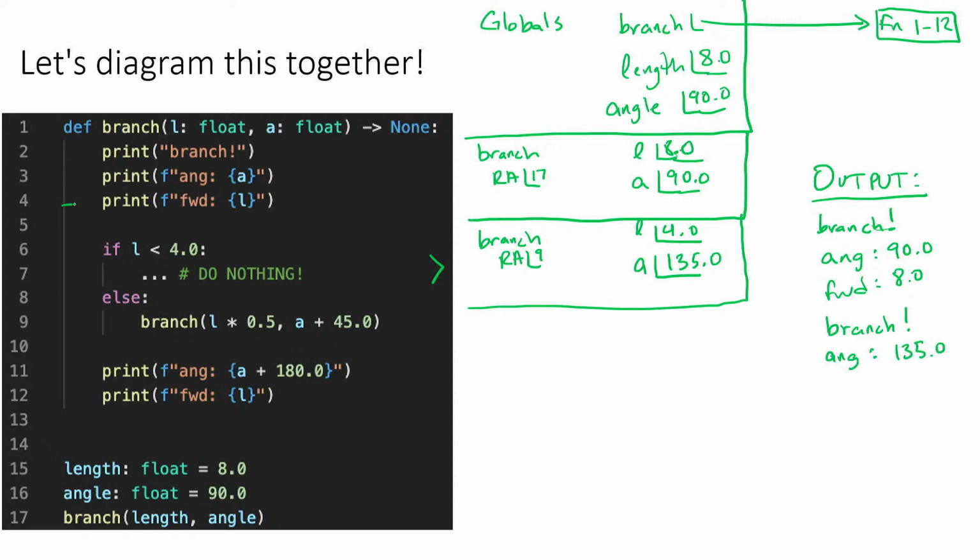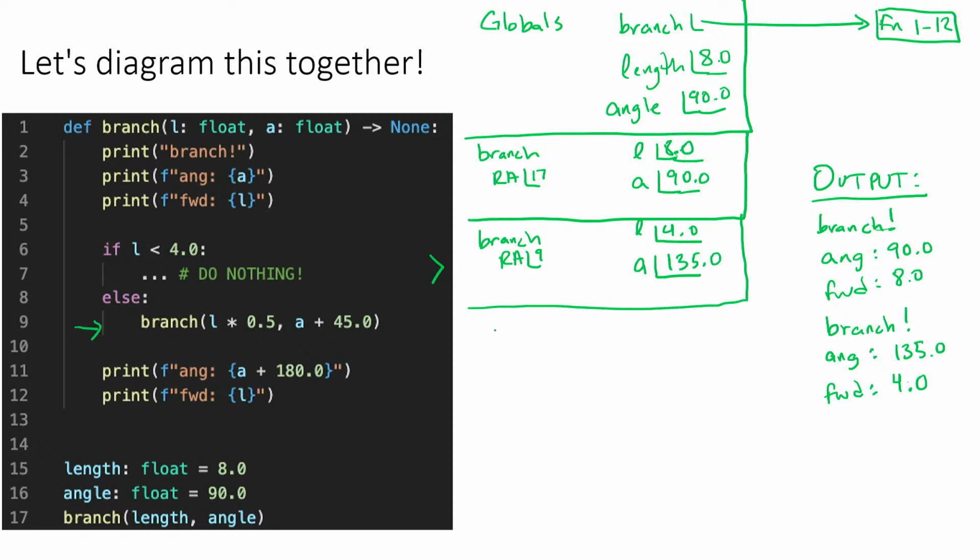And then we print forward L, which is 4.0. And then we test if L is less than 4.0. That's still false, right? So we haven't reached our base case yet. We go to the else branch.